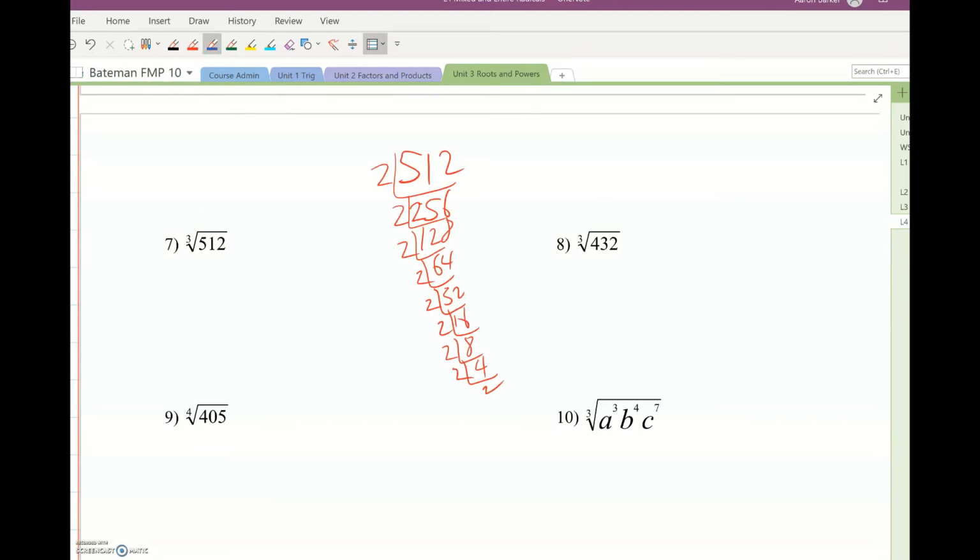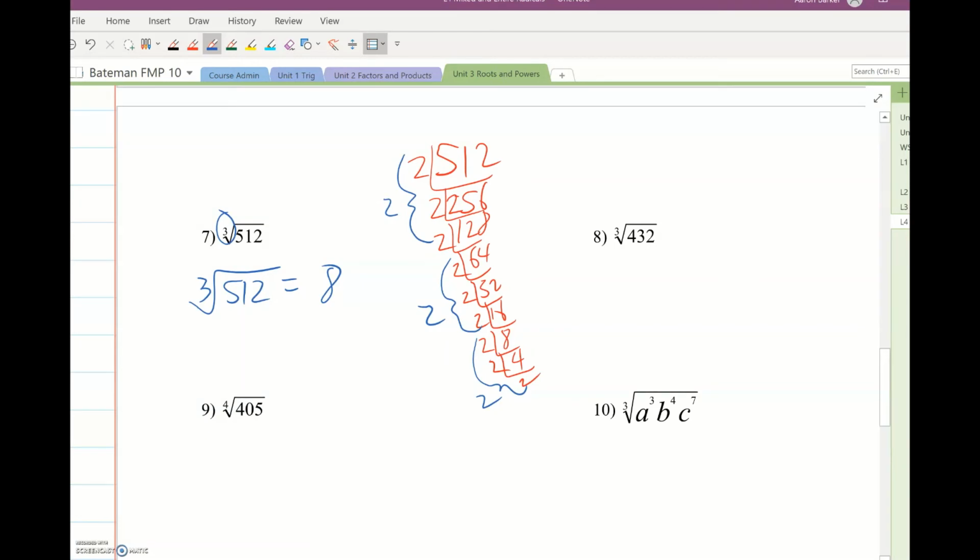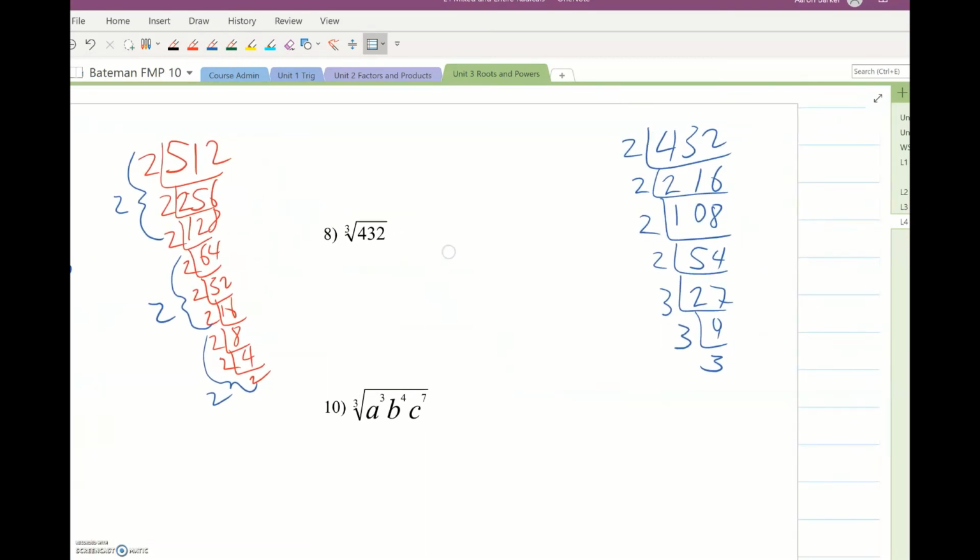Okay, so the index is a 3, so we're looking for groups of 3. So here is a group of 3. Here is a group of 3. Here is a group of 3. So this one is a perfect cube. So cube root 512 equals 2 times 2 times 2, which equals 8. I need to double check that because I think I screwed up. Nope, I didn't screw up. That's the right answer.